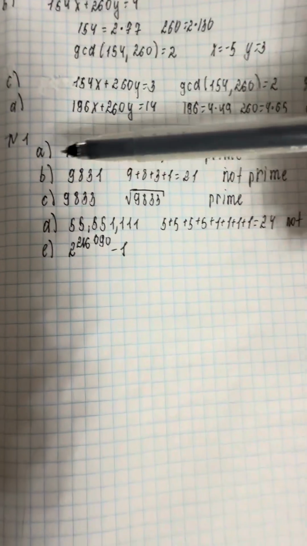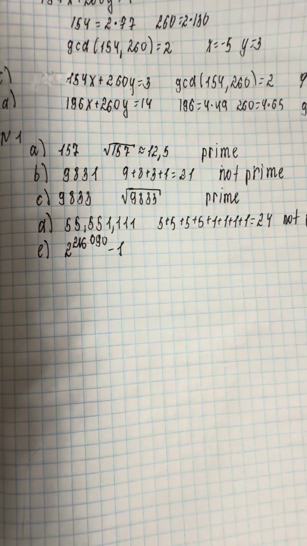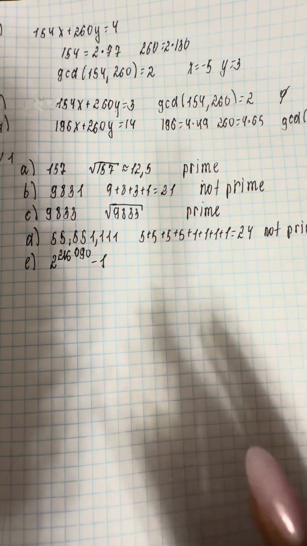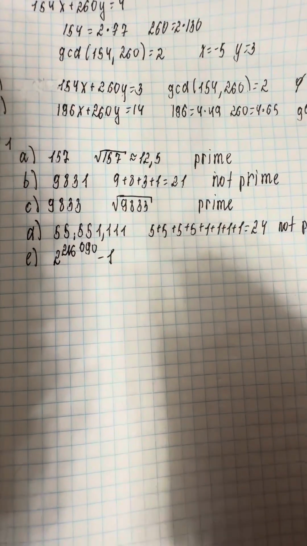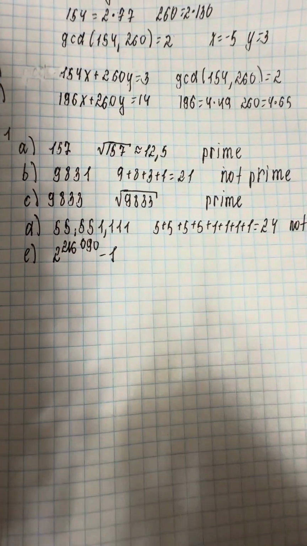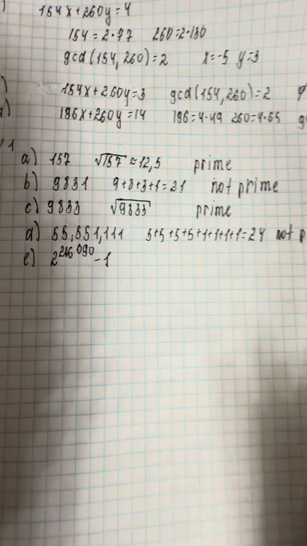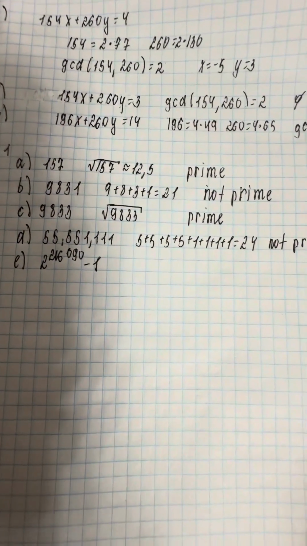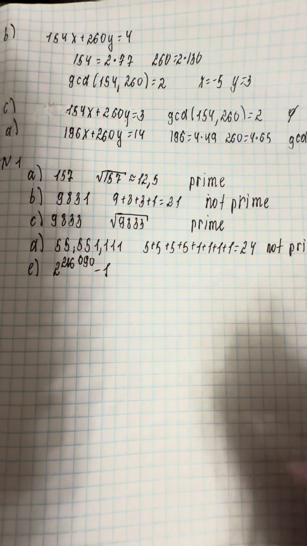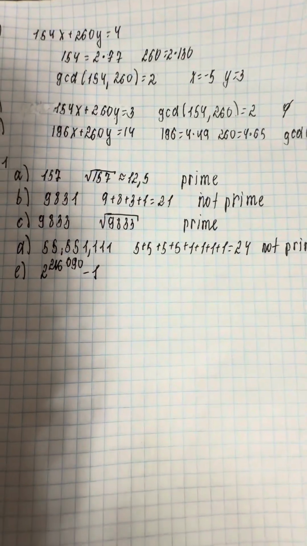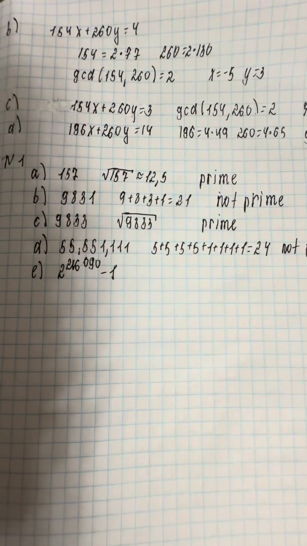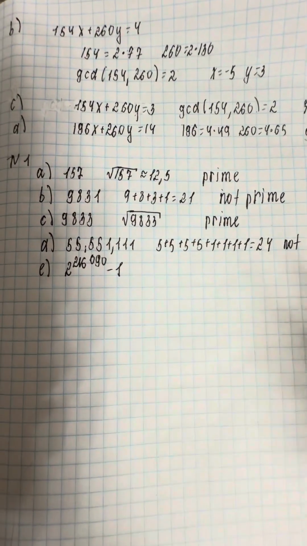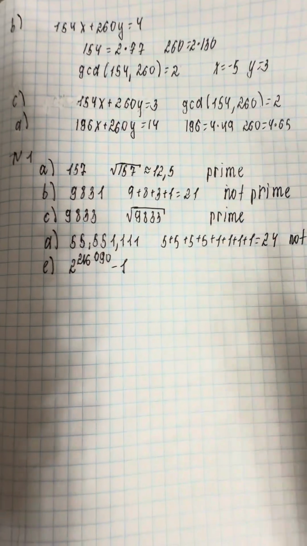First one, 157. We test divisibility by the prime numbers less than the square root, which rounded equals 12.5, such as 2, 3, 5, 7, and 11. None of these numbers divide 157 evenly. Therefore, this number has no divisors other than 1 and itself, so it's prime.